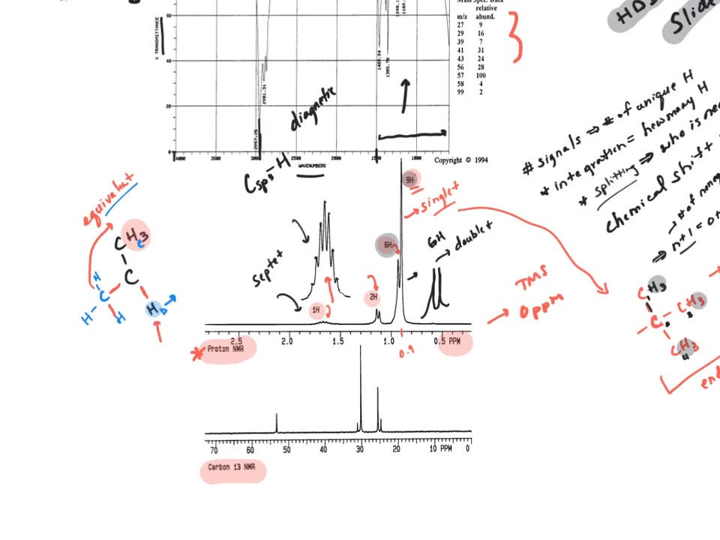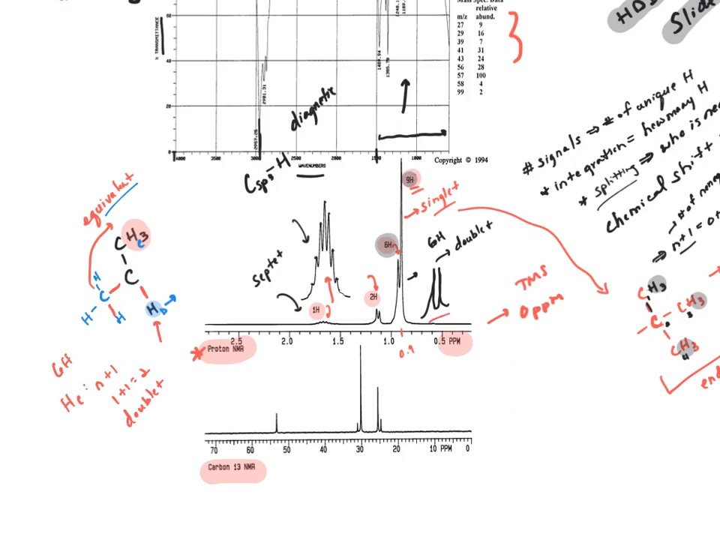So all 6 of these are within 3 sigma bonds of this one. For these, HC and that signal, they are going to give rise to an N+1, where N is equal to 1 proton, so 1 plus 1 equals 2. They're going to give rise to a doublet that integrates to 6 protons, which is what we find over here.